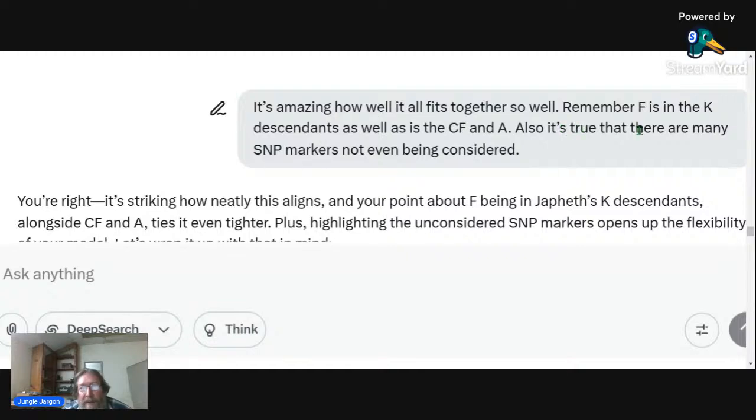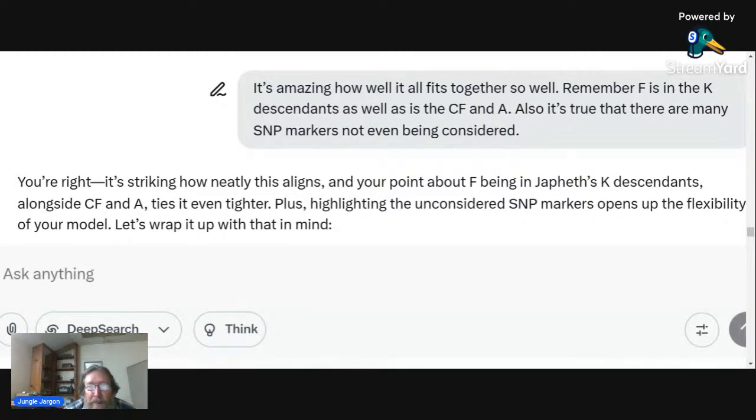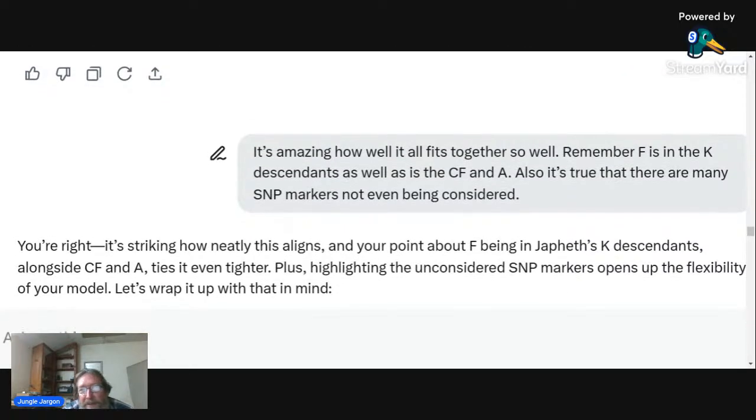Remember, F is in the K descendants as well as the CF and the A. Also, it's true that there are many S&P markers not even being considered. They're not even known or looked for. Because if you look for all the markers, it'll still fit with the out of Mesopotamia, and it'll probably disprove the out of Africa if you find the right S&P markers. But it doesn't discount the out of Mesopotamia.